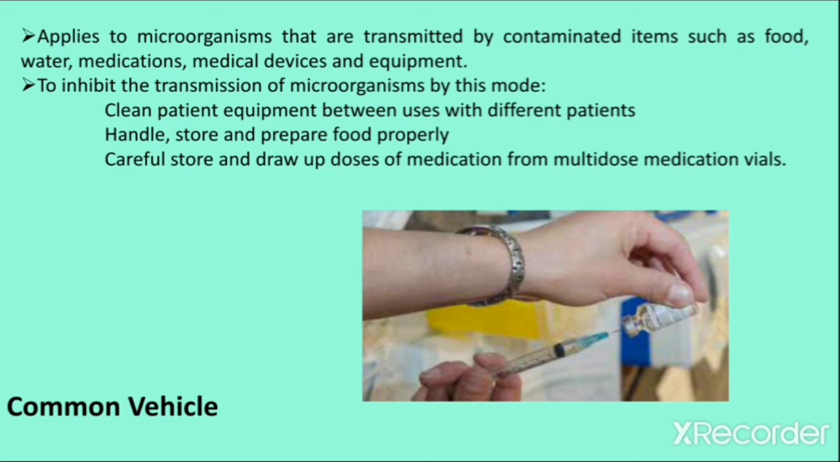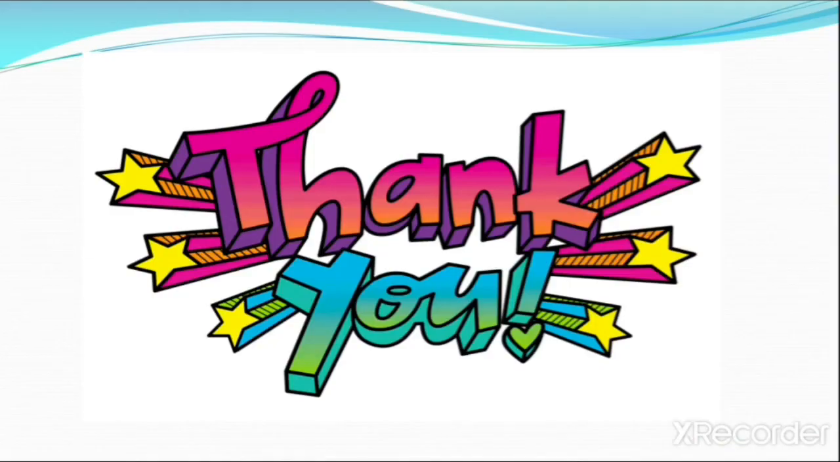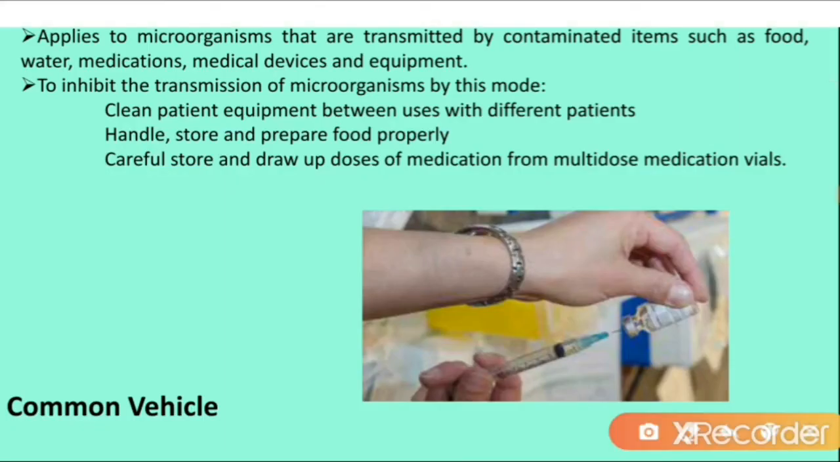Okay, so the common vehicle is a very important route for the transmission of diseases. Common vehicles means contaminated items such as food, water, medication, medical devices, and equipment. The majority of diseases in the hospital occur through this route, because we know that in the hospital there are different types of microorganisms, because different patients are coming from outside. So that's why this transmission occurs.